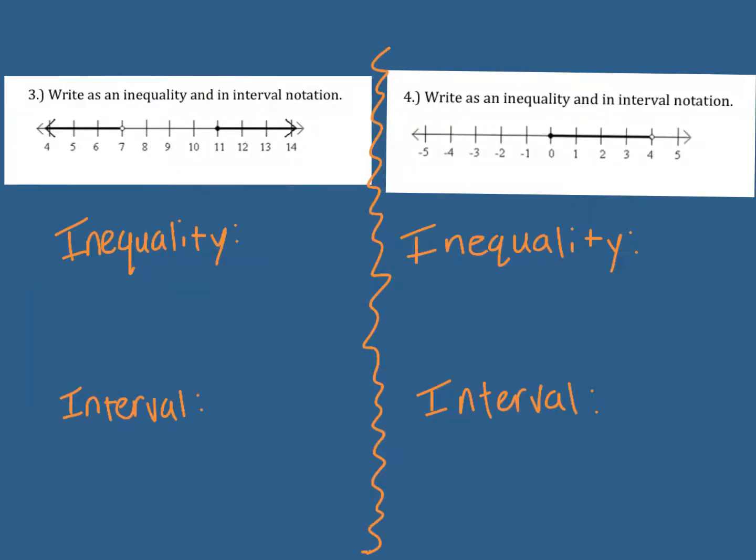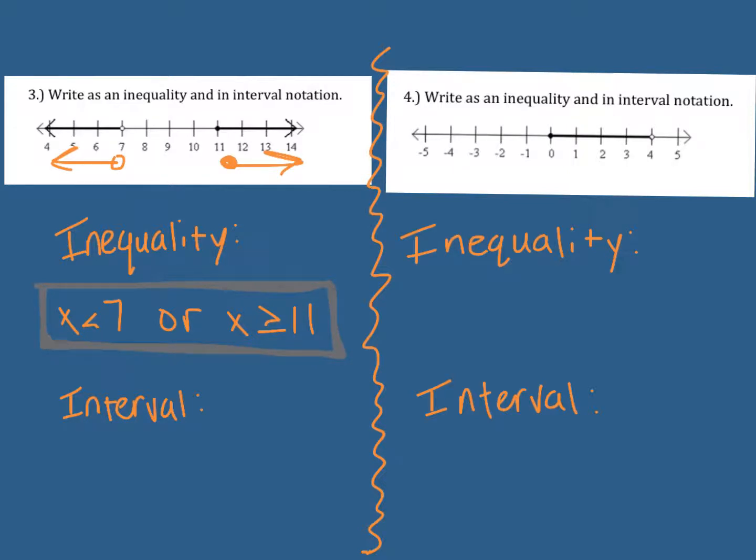So we're going to do more of the same thing. It's just that they give us the number line now instead of the sentence. Because I see that this is two separate pieces here in number 3, I know that it is an or inequality. So I have to write two separate ones. My first inequality will be less than 7 because it's going to the left and there's an open dot there. So X must be less than 7, or X must be greater than or equal to, because of the closed dot, 11.